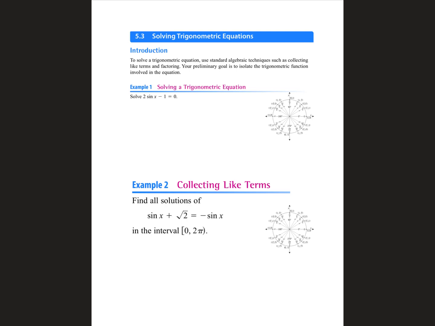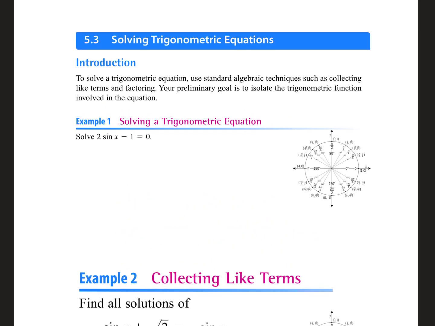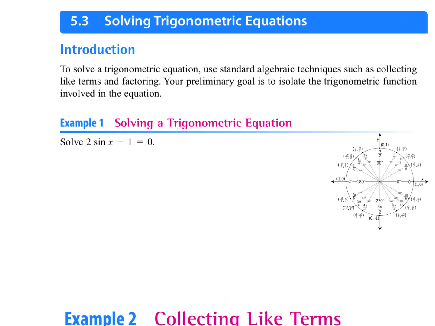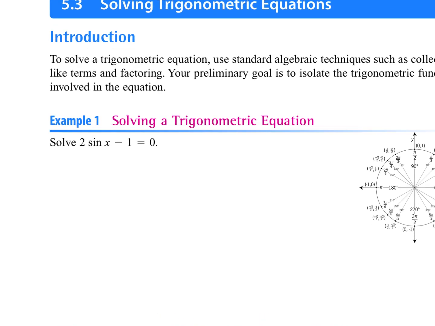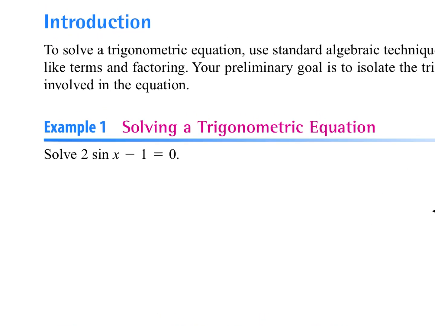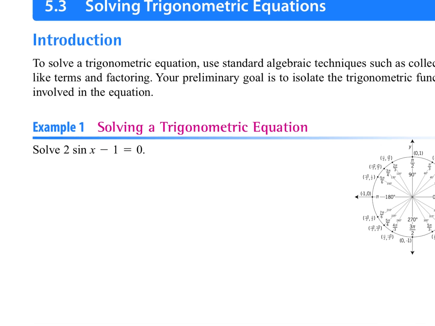So 5.3, we're going to be solving trig equations. We're continuing with our trig and we're bringing back the unit circle. When we're solving trig equations, we always want to get our variable by itself. So we want to isolate the variable.